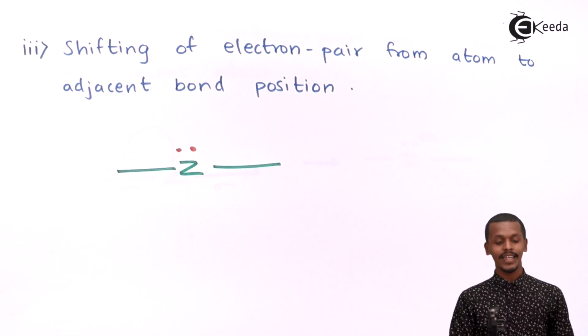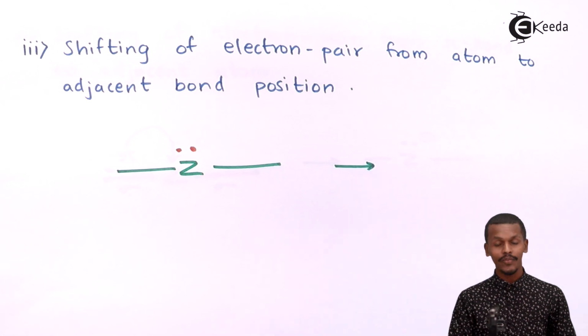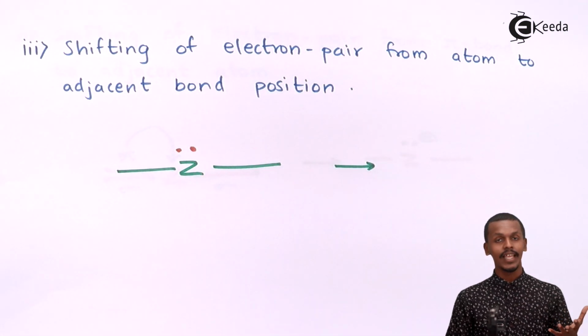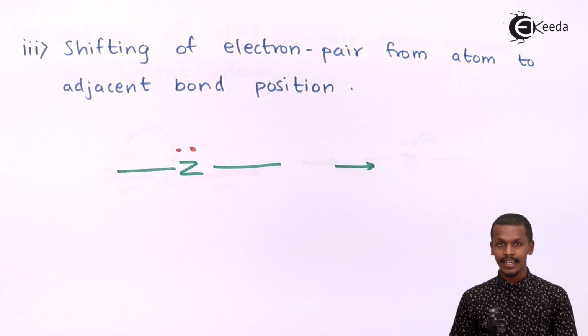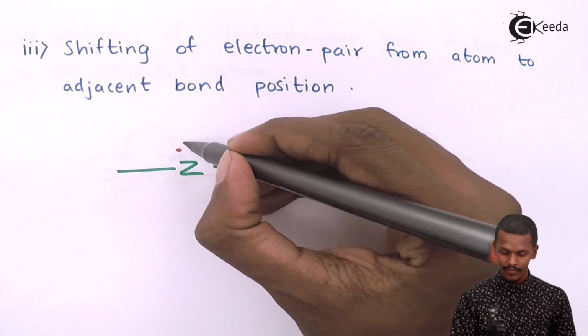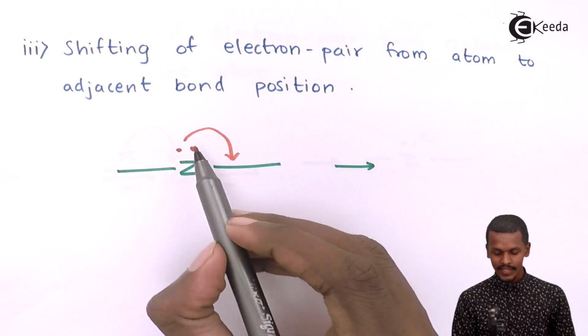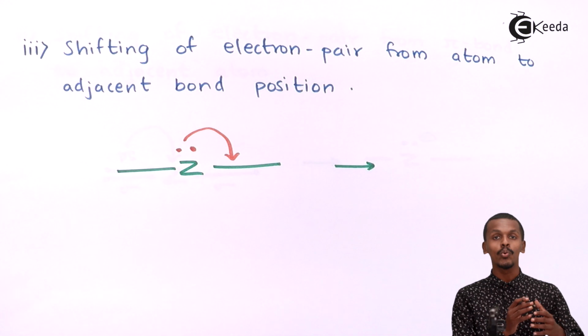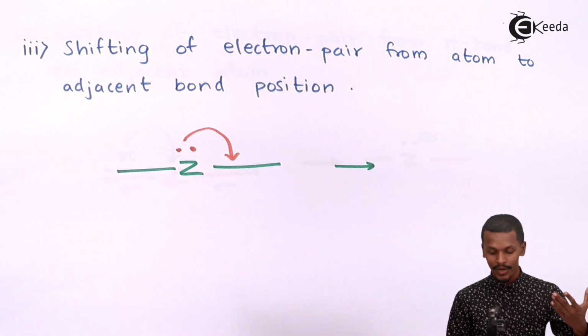So this is an electron pair that it has, and what we have to do is shift it to the adjacent bond position. Therefore, for shifting, we should represent it again with a curve arrow. That's the reason we represent it with a curve arrow, because these electrons are being shifted to the adjacent position. So we are pointing it to the position where a bond is present.